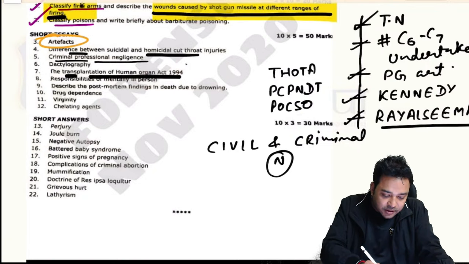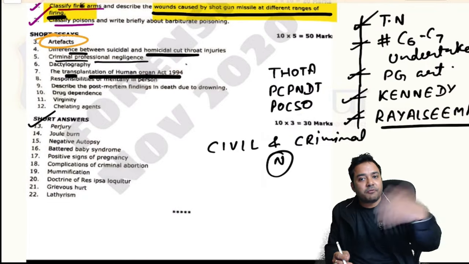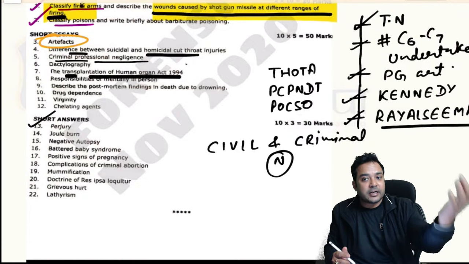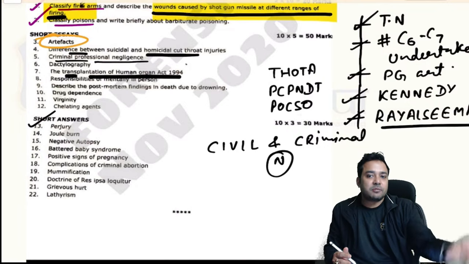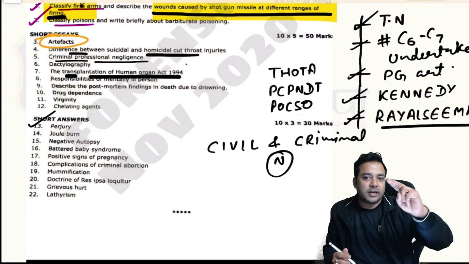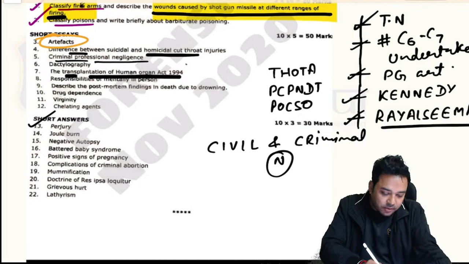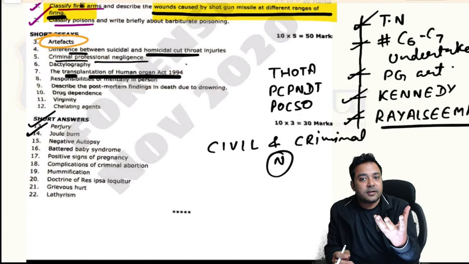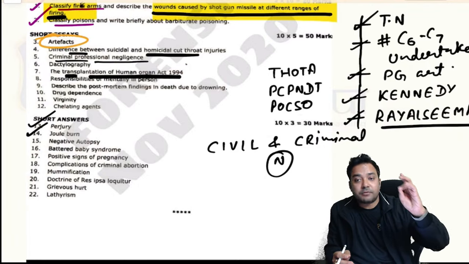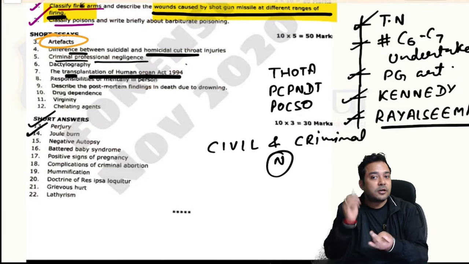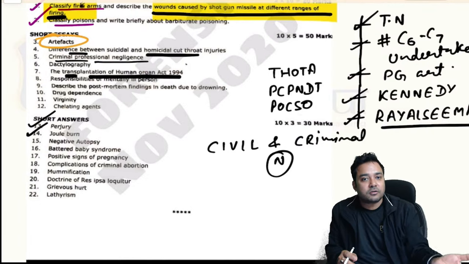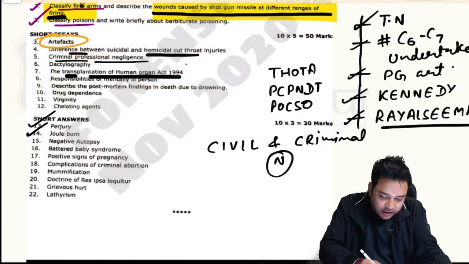अब परजरी वगैरह ये तो सबको पता है. What is perjury? Willfully giving false evidence under oath, defined in 191 IPC and punishment for perjury is given under 193 IPC, where the maximum punishment is up to 7 years. ये दो लाइनें याद होनी चाहिए. जूल बर्न के बारे में क्या पता होना चाहिए? Joule burn is like at the point of contact with a live wire. Yes, what happens is current entry happens and what occurs is a central necrosed area surrounded by raised borders called as Joule burns.